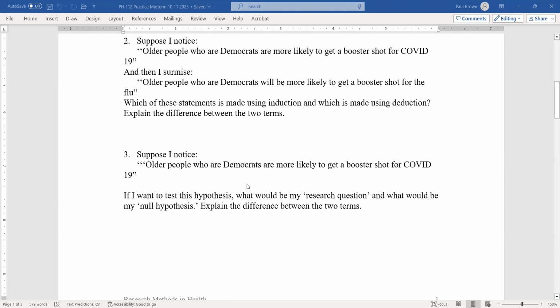Okay. Older people who are Democrats are more likely to get a booster shot for COVID-19. If I want to test this, what would my research question be and what would my null hypothesis be?